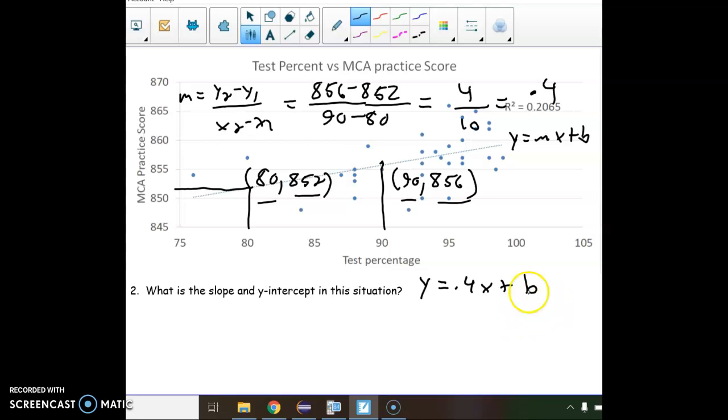And then to find b here, there's a couple routes. b would be the y-intercept, which would represent if you had a 0 in class as your test percentage, what would we predict your MCA score to be? And so you can actually take one of these points and the slope and write it in point slope and convert, or you can put in one of these points for x and y in here and solve it for b.